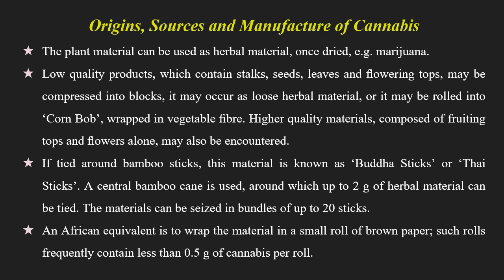If tied around bamboo sticks, this material is known as Buddha sticks or Thai sticks. A central bamboo cane is used around which up to 2 grams of herbal material can be tied. The material can be seized in bundles of up to 20 sticks. An African equivalent is to wrap the material in a small roll of brown paper, and such rolls frequently contain less than 0.5 gram of cannabis per roll.